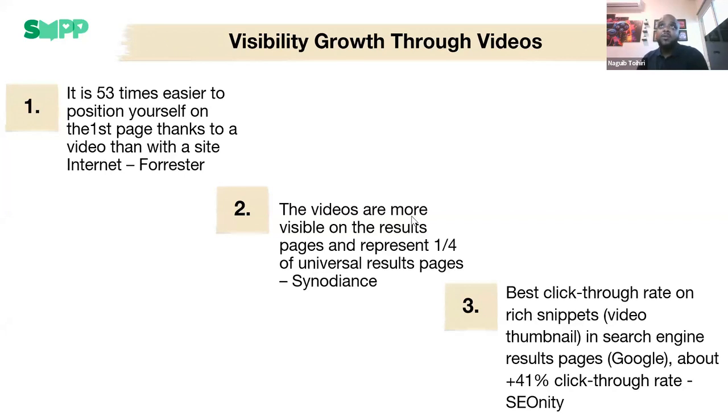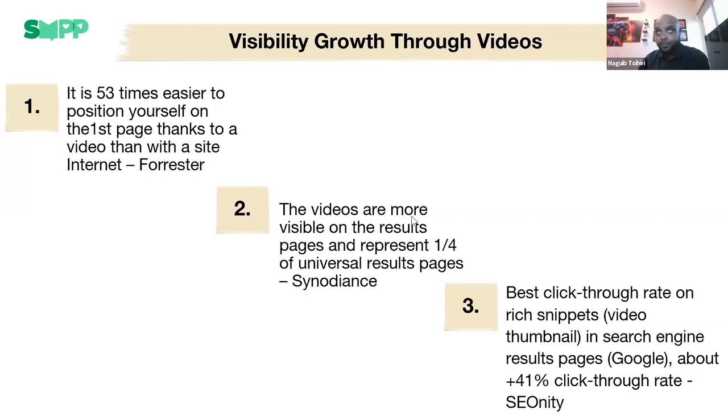The third point is that videos are more visible on the result page and represent 1/4 of what we call the universal result page. What we call universal results are the non-traditional results. Traditional results would be the page of Google with the blue links, right? Now you can see that there are actually more than 30 different pages of Google, depending on what you are looking for. If you are looking for a location, you're going to see Google Maps. If you are looking for a how-to guide, you might see a list of things to do, and so on and so forth. There are more than 30 pages of Google, and videos actually represent 1/4 of those result pages. So you have more chance as well to be visible on the results of Google overall.